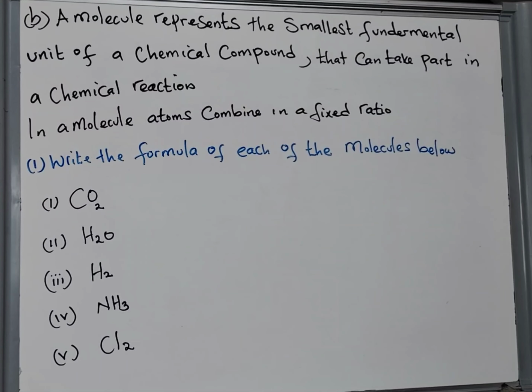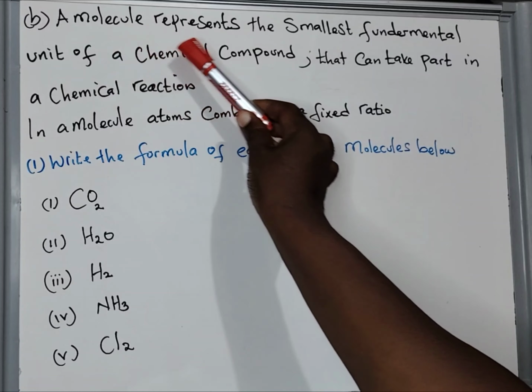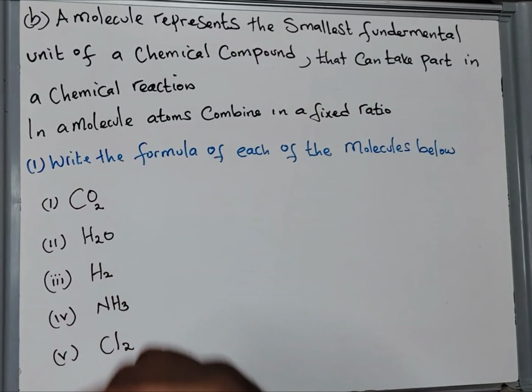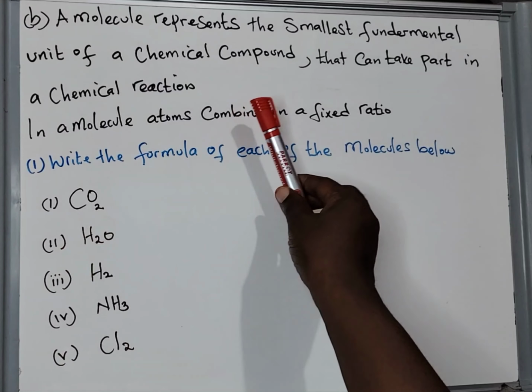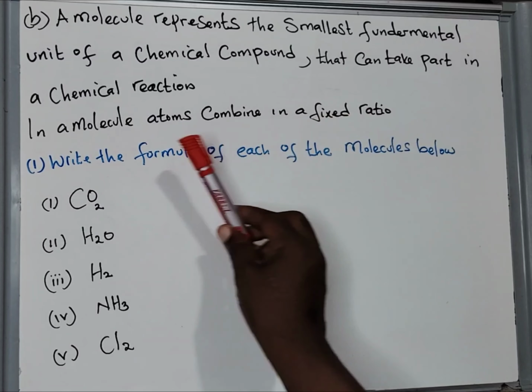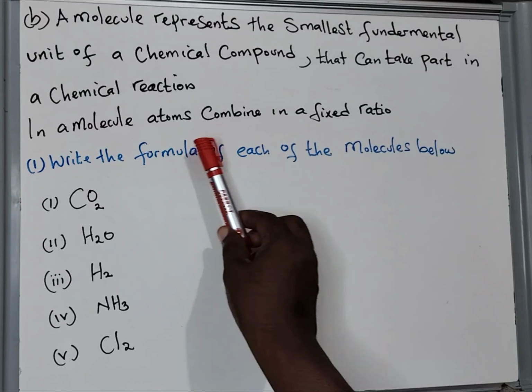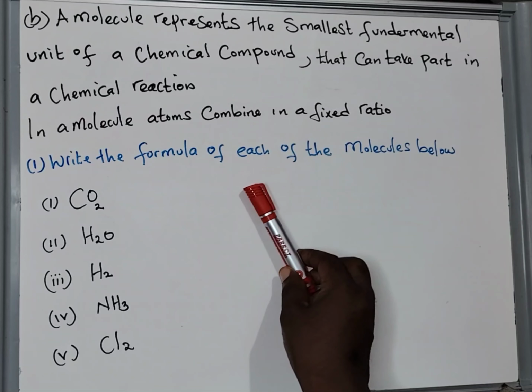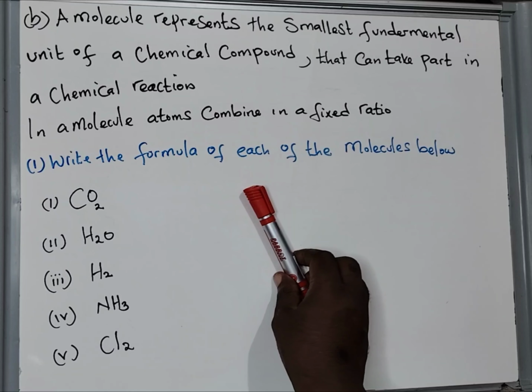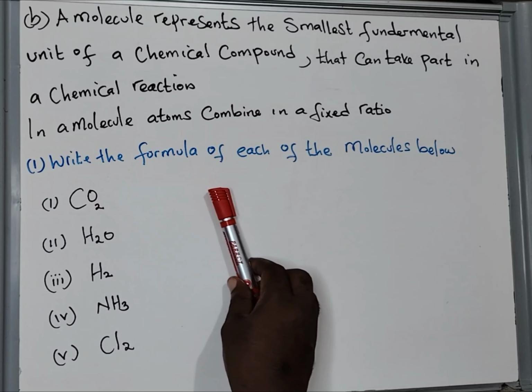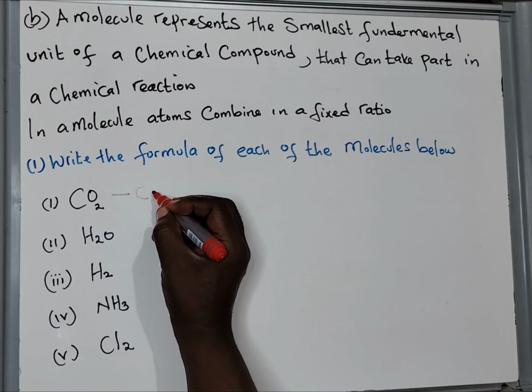Yes, so comes this question. It says that a molecule represents the smallest fundamental unit of a chemical compound that can take part in a chemical reaction. In a molecule, atoms combine in a fixed ratio. So the question says to write the name of each of the molecules below. The first one is CO2. What is this one? It is carbon dioxide.